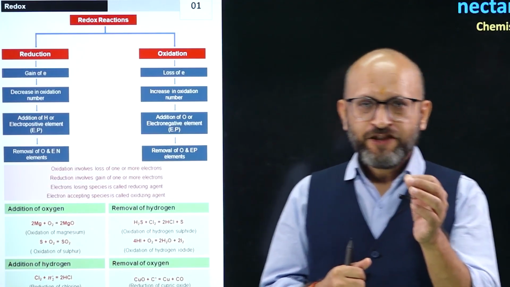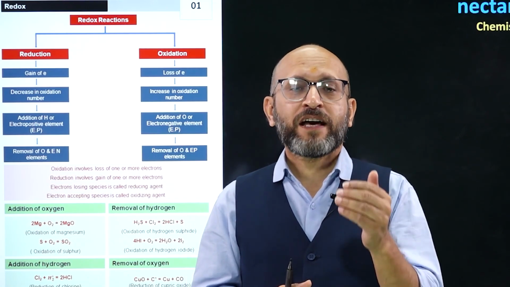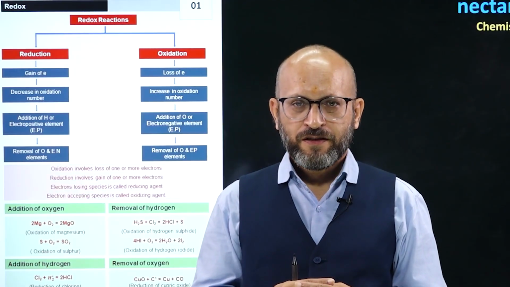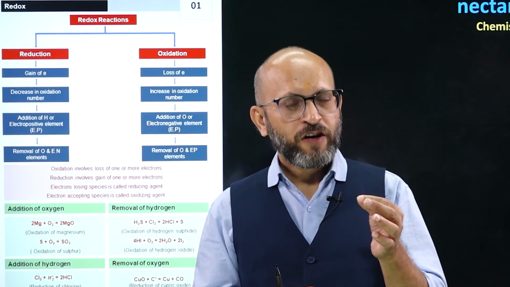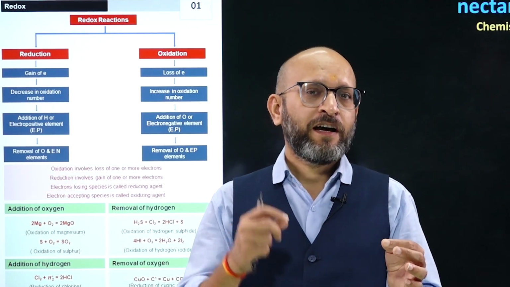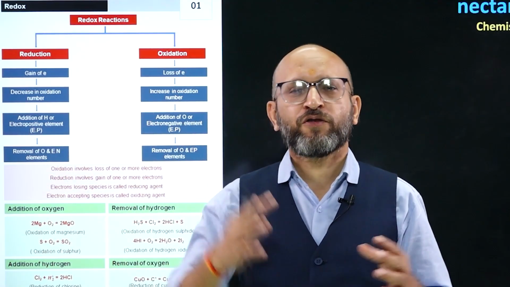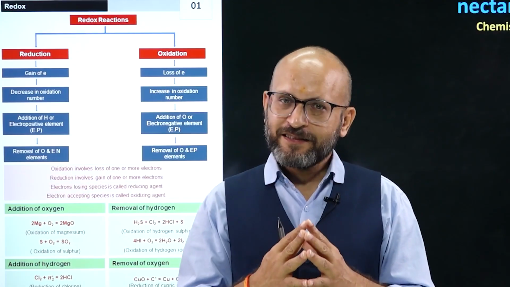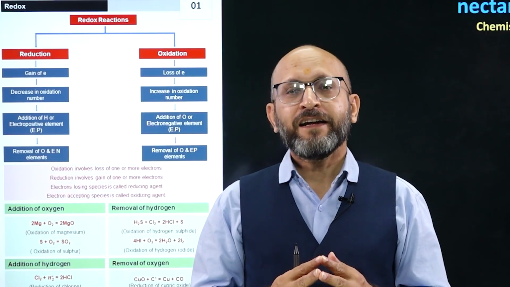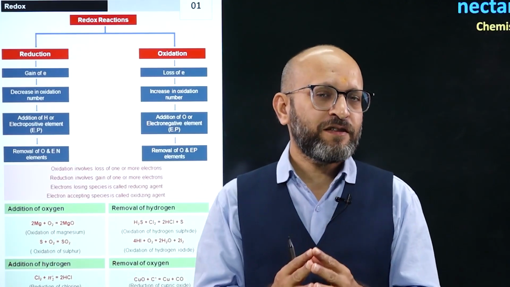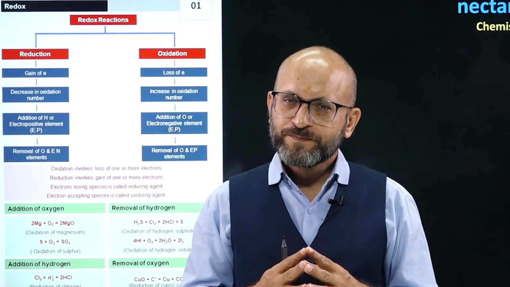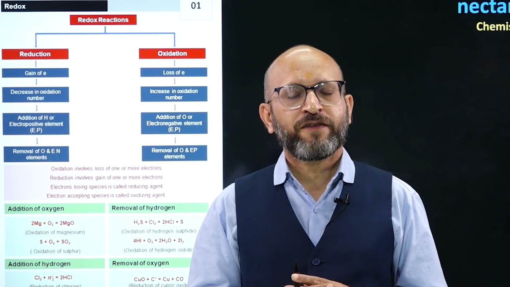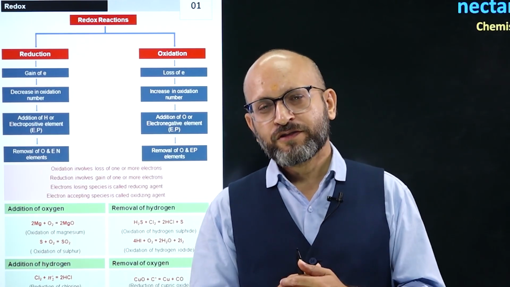So, addition of electron is known as reduction and loss of electron is known as oxidation. Addition of electron or gain of electron is reduction and loss of electron, removal of electron is oxidation. If we try to understand this in terms of oxidation number, then increase in oxidation number is oxidation, decrease in oxidation number is reduction. Another definition is in terms of oxygen and electronegative elements or hydrogen and electropositive elements.